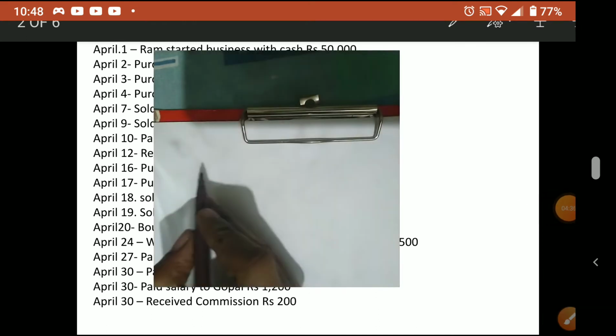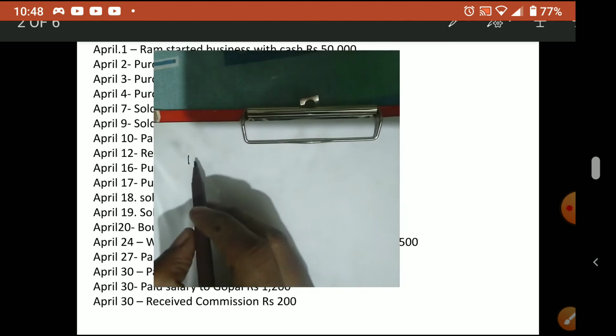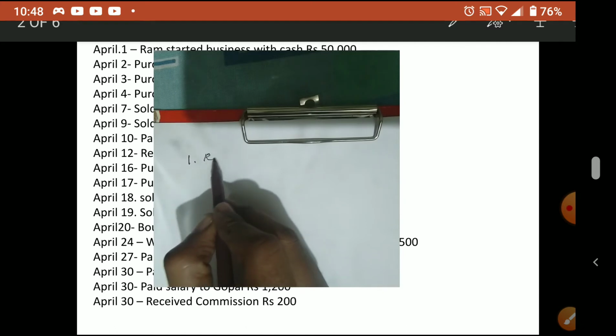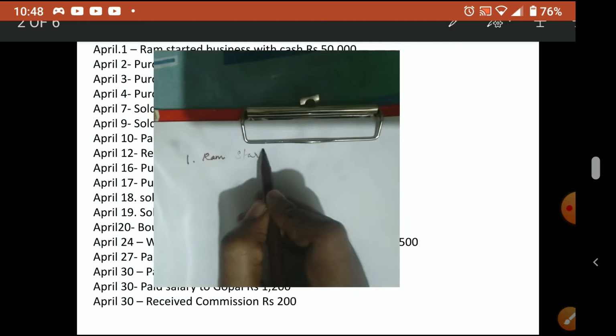Here, from the first transaction onwards I will tell you. Only this question will be discussed like this. From the next one onwards you can write directly. When you see a transaction you will be able to write. Now here, Ram started business. I'm not writing this transaction in full.